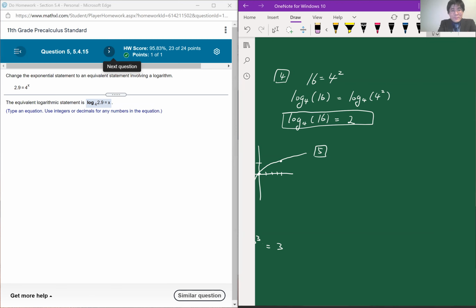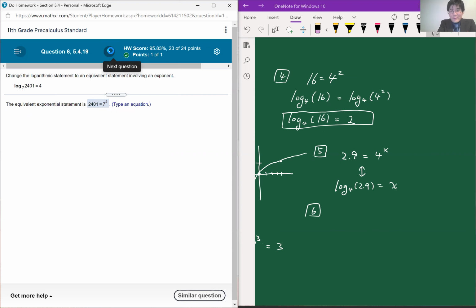Same problem, number 5. We have 2.9 is equal to 4 to the power of x. So using a log expression, this is equivalent to saying log of base 4 of 2.9 is equal to x. Again, this is like a reverse problem. Log of base 7 of 2401 is equal to 4. This can be written as 7 to the 4th is equal to 2401.